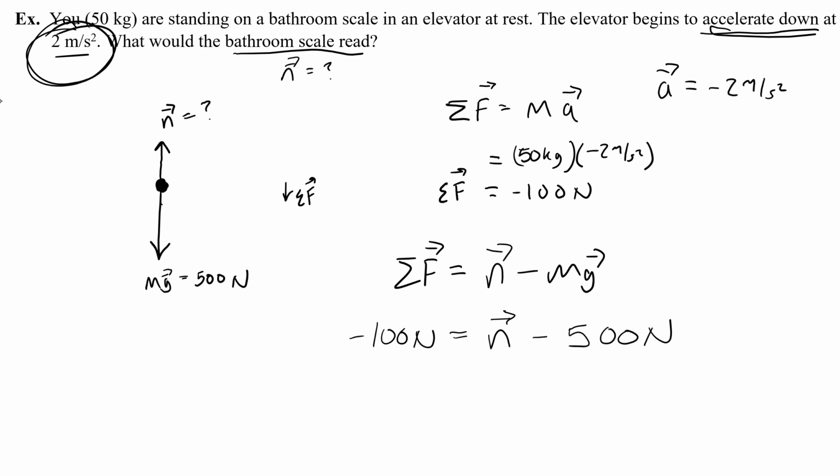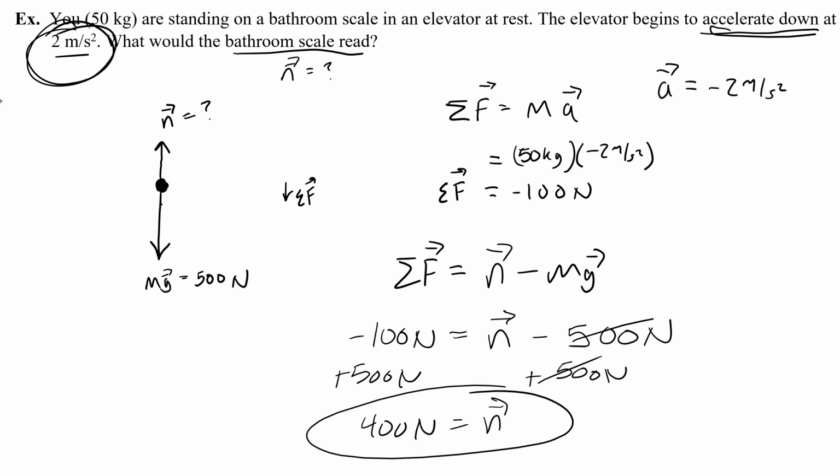So now do you see how much the normal force has to be? I add 500 newtons to both sides, and I get that the normal force is equal to 400 newtons. And that is what the bathroom scale would read.